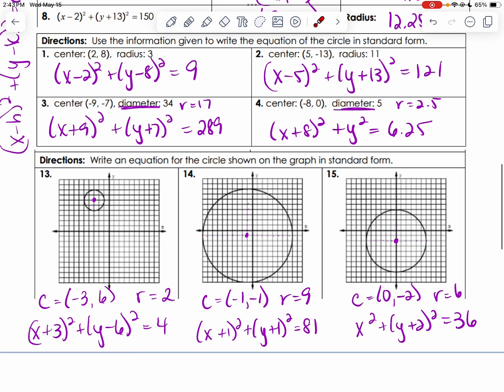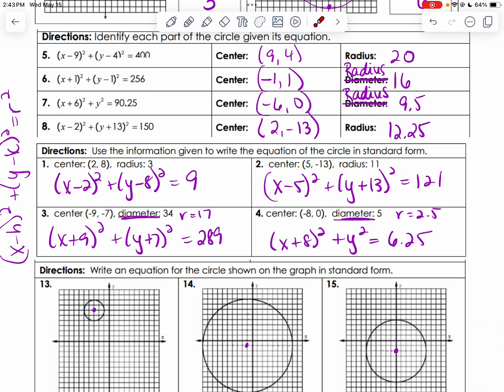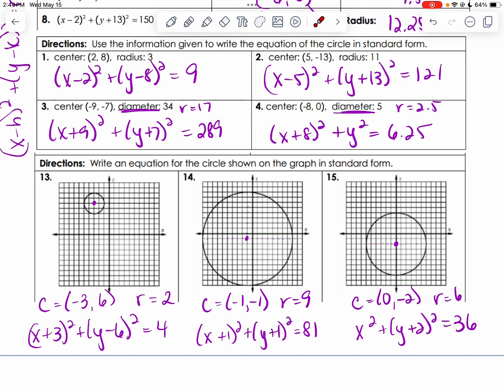For 13, 14, and 15, the directions say write an equation for the circle shown on the graph in standard form. And this right here, this is standard form. You'll notice on all 3 of these graphs, I found the center. Again, I know that some of you yesterday in class were having some trouble finding the center. Pick a point and then count. And the center always has to be the same distance from all the sides. For this problem, my center is at negative 3, positive 6. My radius is 2. So here's my equation. x plus 3 squared plus y minus 6 squared equals 4.